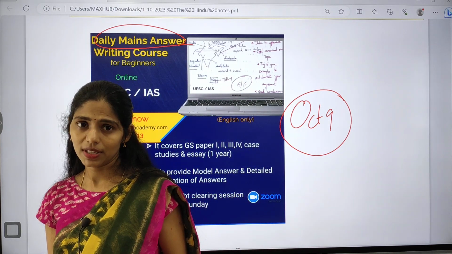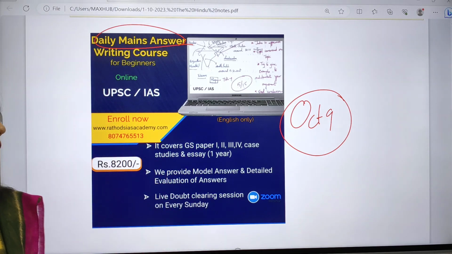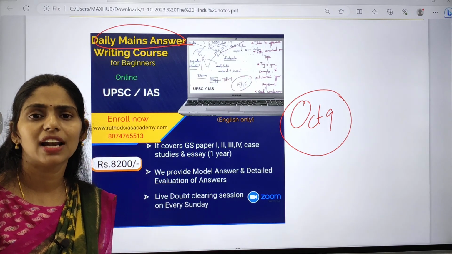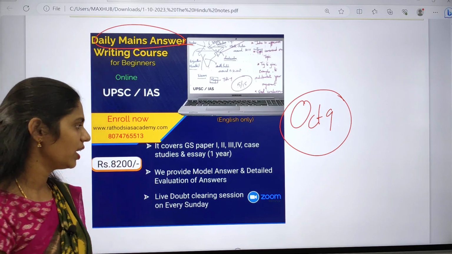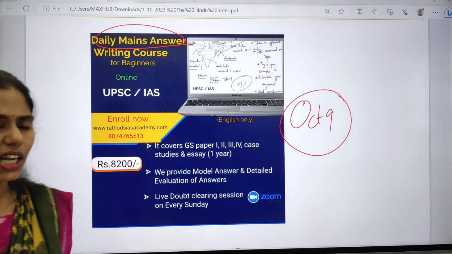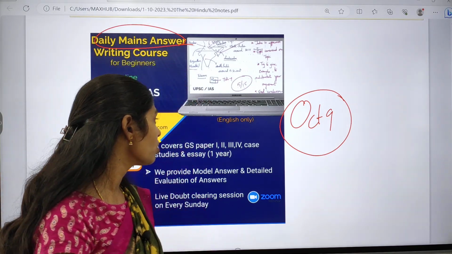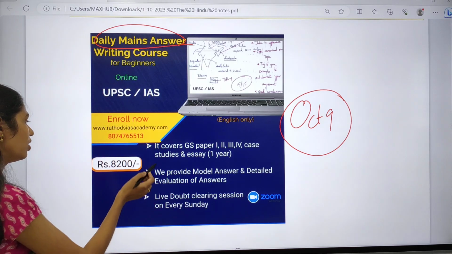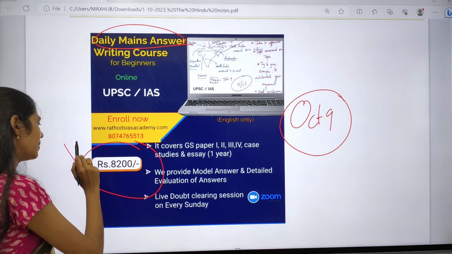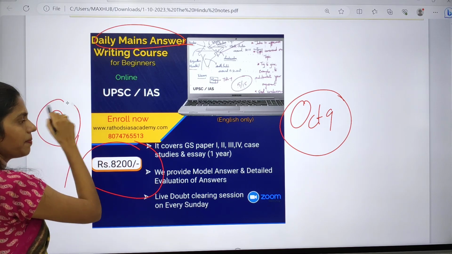So how can you improve presentation? We will be focusing on presentation skills, and every Sunday you will have live classes. There we are going to discuss the doubts, and we will even provide you one-to-one mentorship as well. The cost of this course is 8,200 rupees, and if you can't pay this amount in one go, you can pay in 2 installments.